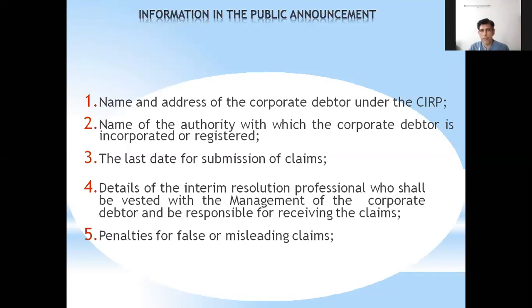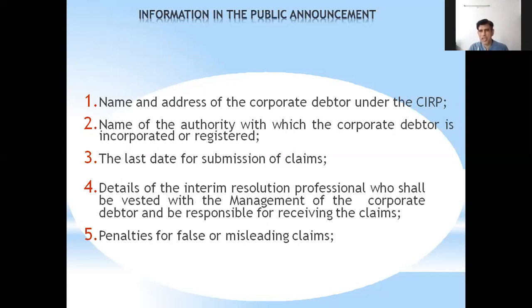And the public announcement will be done in Form A designated, to give the basic details of the corporate debtor, the name of the authority under which the corporate debtor is incorporated or registered, basically the CIN number of the company, and then you have to mention the last date for the submission of claims from all the creditors, financial and operational, and the interim resolution professional who shall be vested with the management of the corporate debtor and be responsible for receiving all the claims, his mail ID, his physical address, and various other details. And then the standard clause of penalty for giving false or misleading claims.